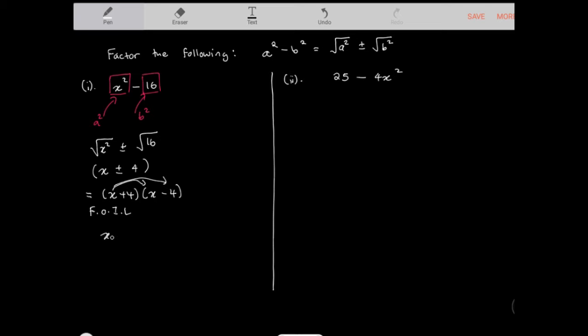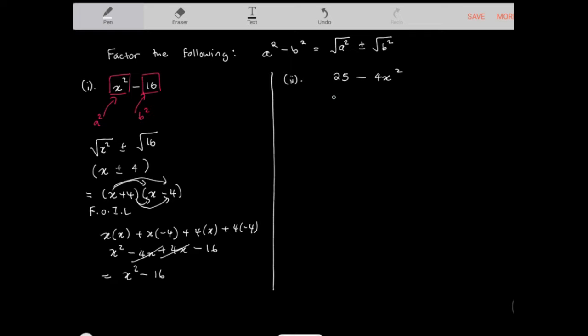So you get x times x, plus x times negative 4, plus 4 times x and 4 times negative 4, and you can see that you get x squared minus 4x plus 4x minus 16, and then the positive 4x and the negative 4x cancel out, so you get x squared minus 16. So this method does in fact work.